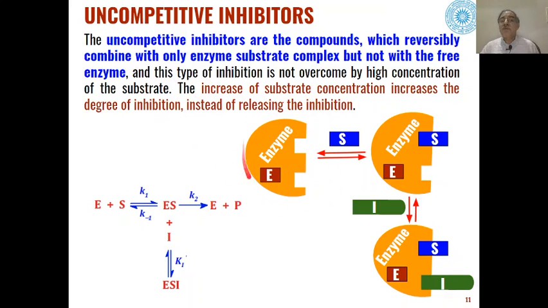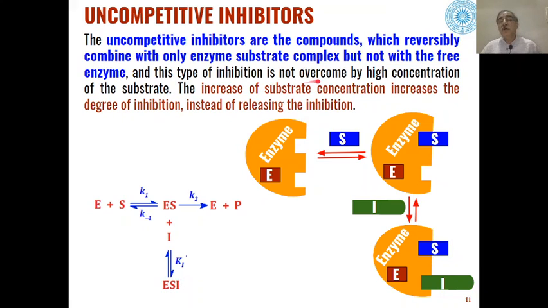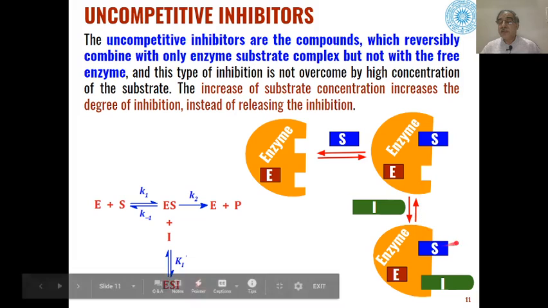So here the first step will be that the enzyme will react with the substrate only to give us enzyme substrate complex. Then this enzyme substrate complex will react with the inhibitor to give us enzyme substrate inhibitor complex. This type of inhibition cannot be overcome by a high concentration of the substrate, and an increase of substrate concentration increases the degree of inhibition instead of releasing it, because if we increase the substrate concentration, more enzyme substrate complex will be formed, and more inhibitor will interact with this complex, so more enzyme substrate inhibitor complex will be formed. So this is the difference between uncompetitive and competitive inhibitors.